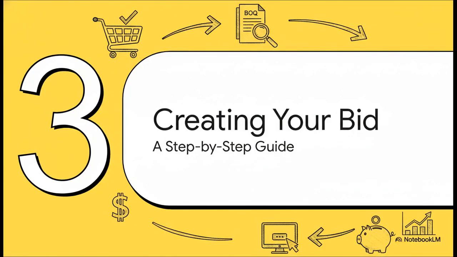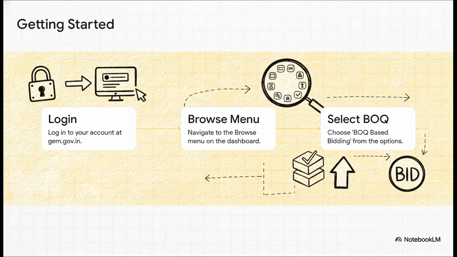Okay, so you're sold on the idea. You're a buyer, you've got your massive list ready. How do you actually do it? Let's walk through the process on the GeM portal, click by click. First up, the easy part. You just log into the GeM portal, find the Browse menu right there on the dashboard, and from that drop-down, you're going to select BOQ Based Bidding. That's what gets the ball rolling.